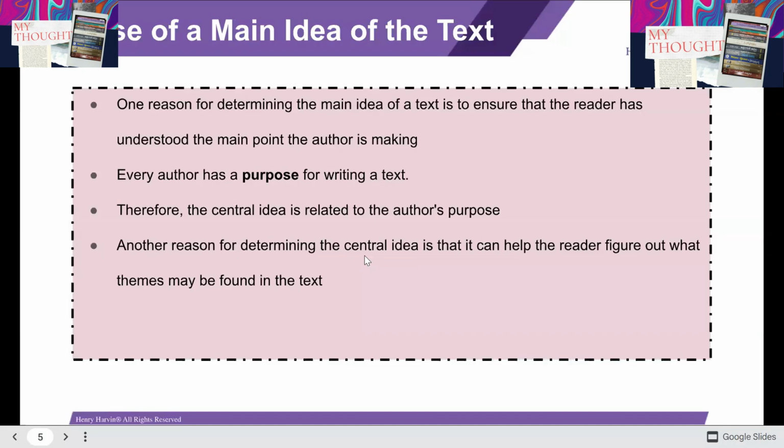So first, we'll be talking about the complex text. What is a complex text, first of all? One reason for determining the main idea of a text is to ensure that the reader has understood the main point the author is making. The thing is, why we find it complex is because at times we are not able to relate to what we are reading, so in that case we find it difficult to comprehend.